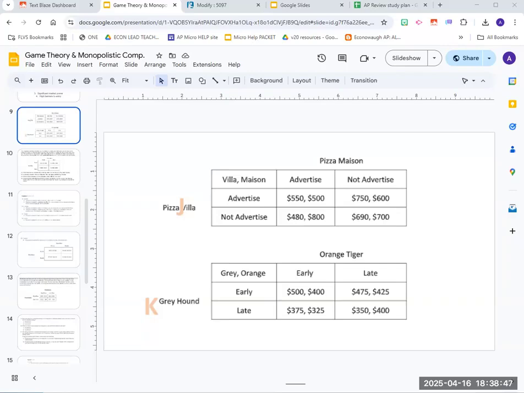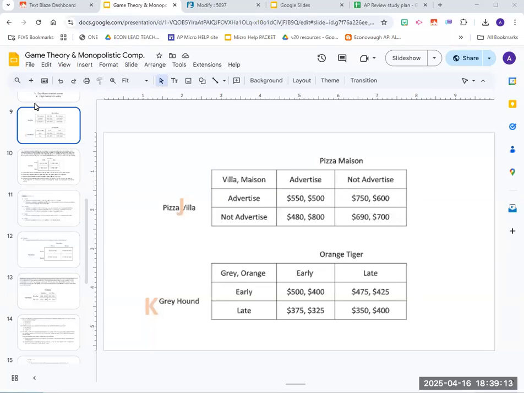We're going to look at the bottom matrix down here. Whenever you are given a matrix, you'll also be given a write-up, and the write-up is going to tell you what the scenario is and what's happening. Here with Greyhound and Orange Tiger, these are 2 bus lines that are having to choose between whether or not to give an early departure or a late departure. So those are the 2 choices.